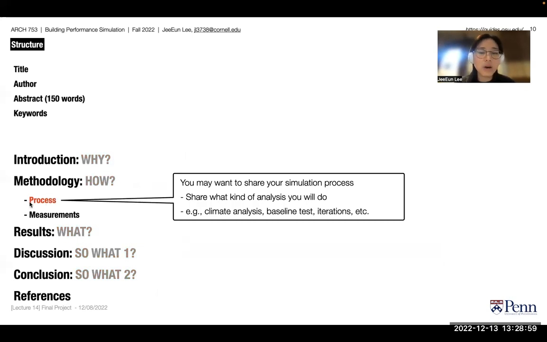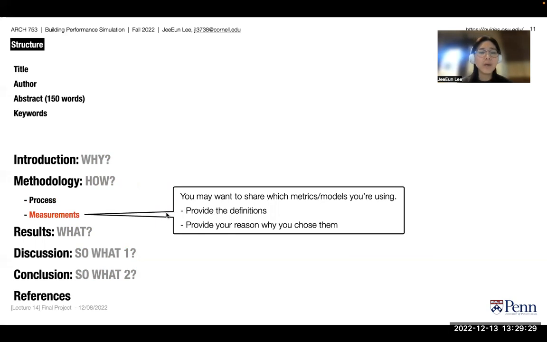And so I will talk more about the process a little bit. This is where you can say what you want to share from your simulation process. So share what kind of analysis you did and what was the order of your analysis. For example, this will include climate analysis, baseline tasks, and iterations. And for the measurement here, you may want to share which metrics or models you used, because depending on the thermal comfort model, the result will be very different.